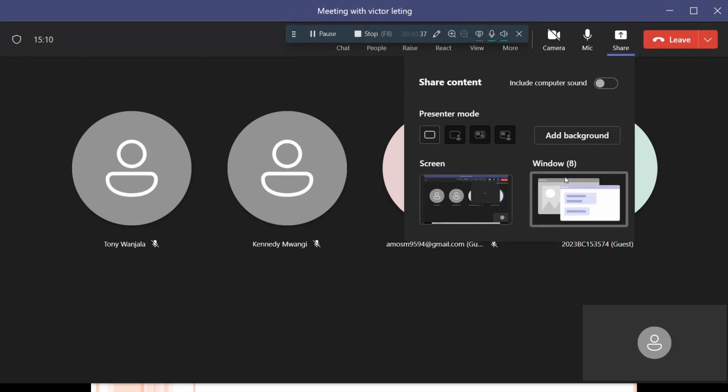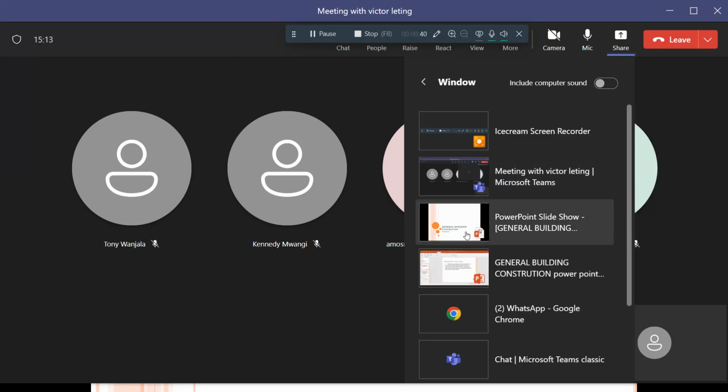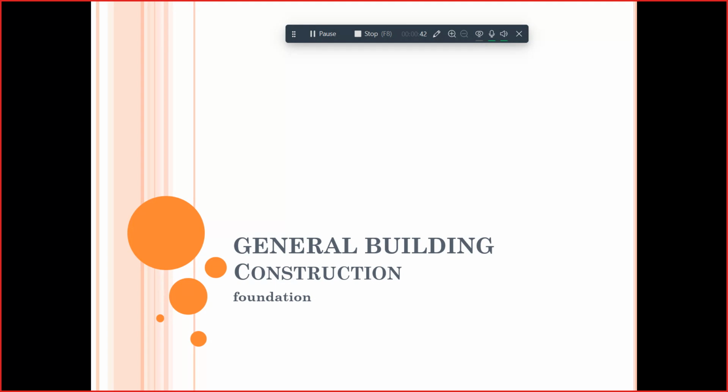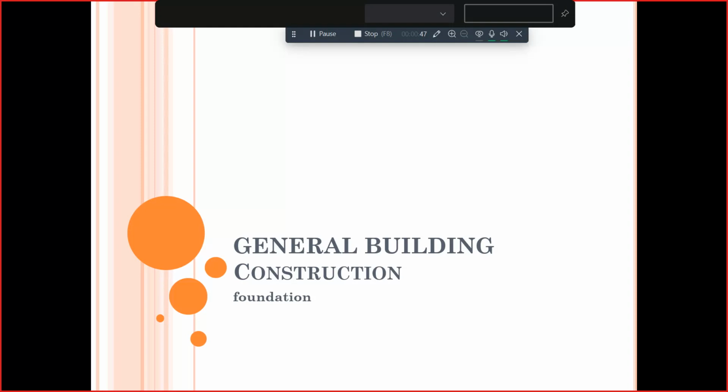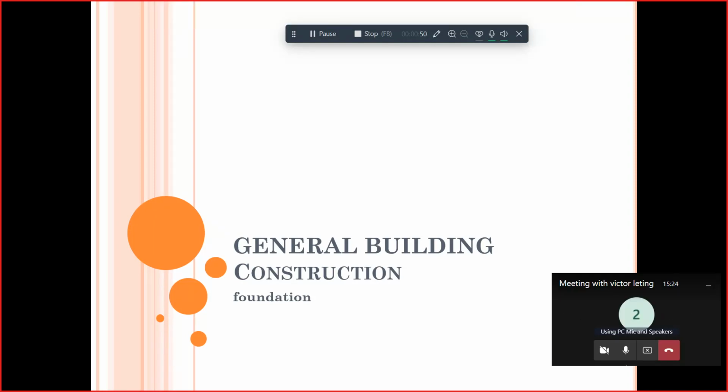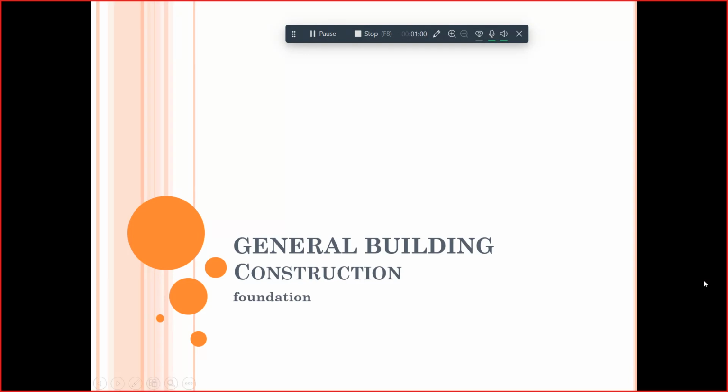Okay, thank you. So we are dealing on GPC and foundation, that is general building construction on part of foundation. What do you know about foundation? Anyone can tell us what we mean by foundation? You can read. And transfers the load from the structure to the soil safely and stably. Okay, good.